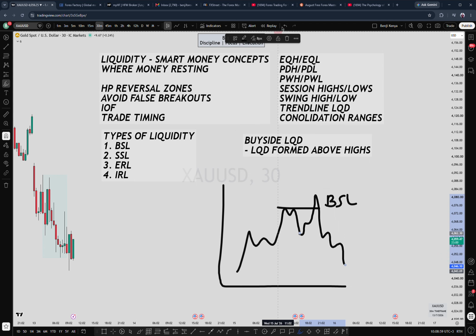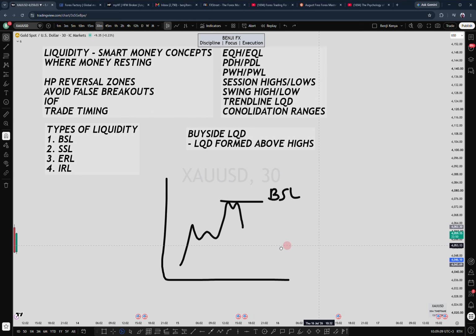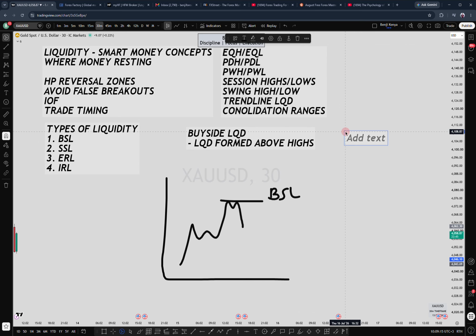So let's come here. That's the buy side. Let me just have this over so that you guys can have a look at it. Then we can also discuss sell side liquidity so that you can understand the difference. So sell side liquidity, sell side LQD. This is liquidity that is formed below lows.